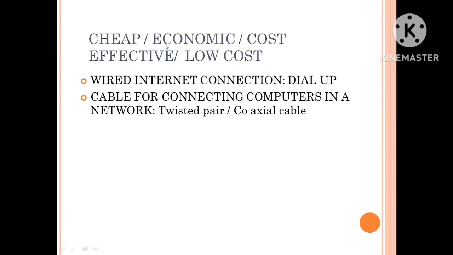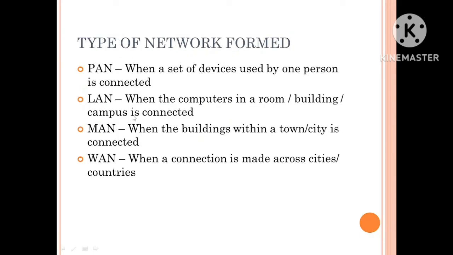Then, which one is the cheap or the economic or the low cost connection? Wired internet connection, you can go in for dial-up. Okay. Then for the best possible cable for connecting the computers, fiber optic is the costliest one. The next comes twisted pair or coaxial. You can choose any one among these. Or if you are given an MCQ, choose the best possible one.